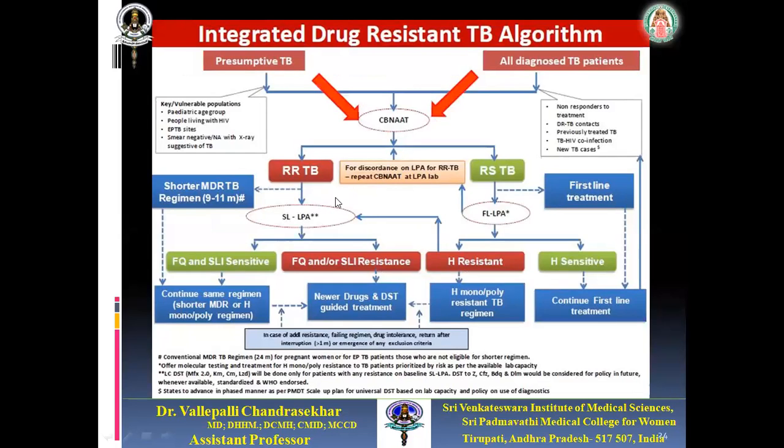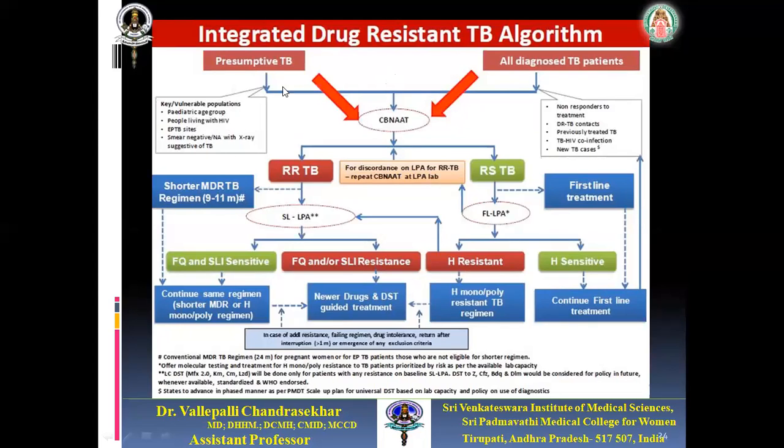So this is a big chart, which you will be seeing in between the lecture also. This is the integrated drug resistant TB algorithm, which is very important. When you get a question in your final examinations on drug resistant TB, you have to draw this TB algorithm diagram, starting with presumptive TB or all diagnosed TB patients. Again, these are the different vulnerable groups like pediatric age groups, people living with HIV, extrapulmonary tuberculosis sites, smear negative, and these are the different persons.